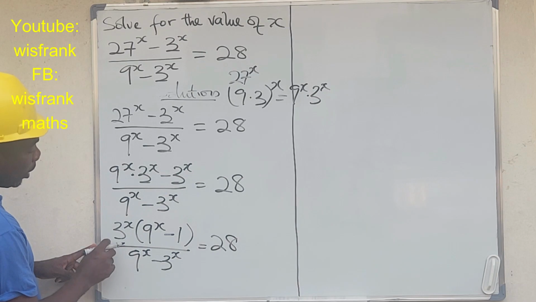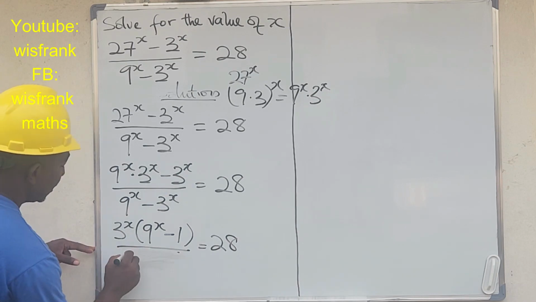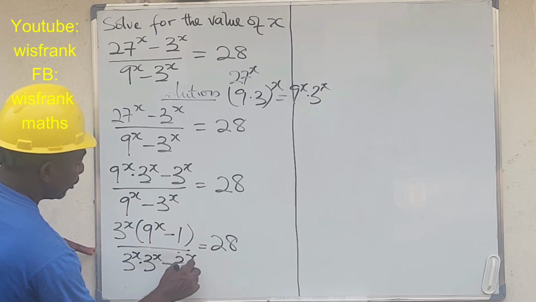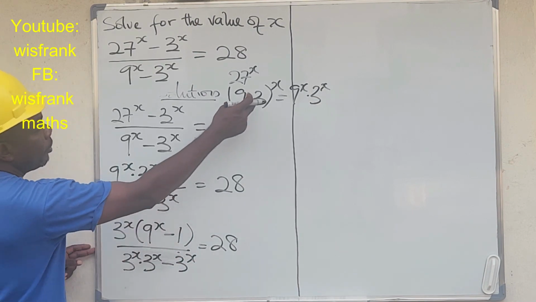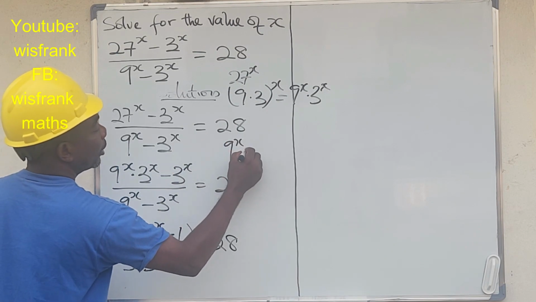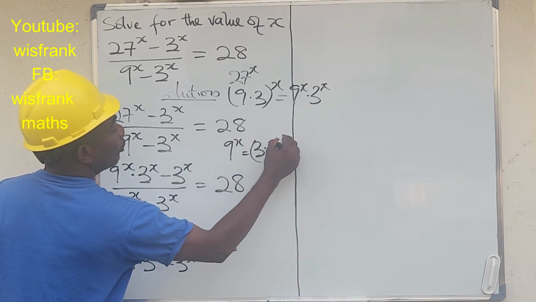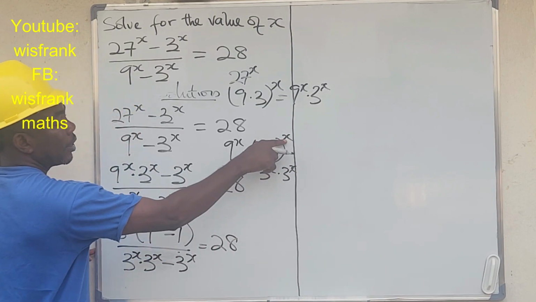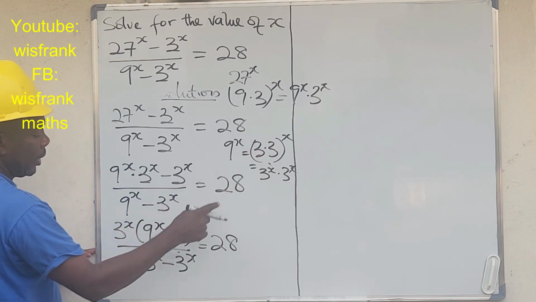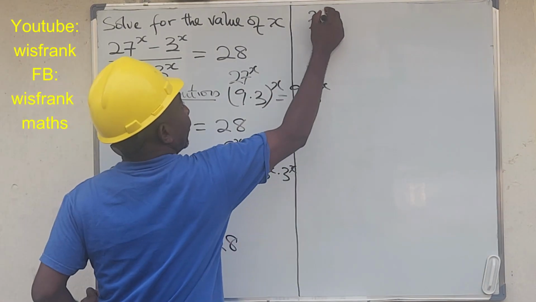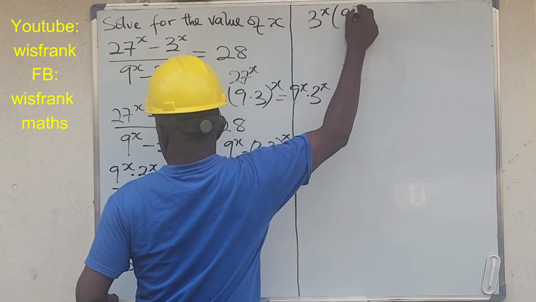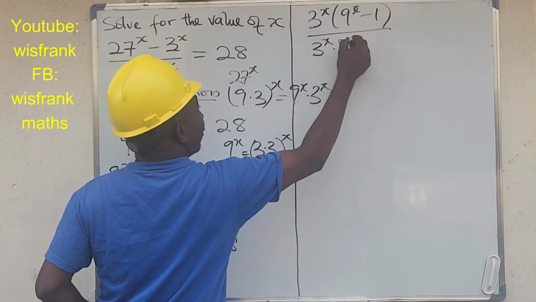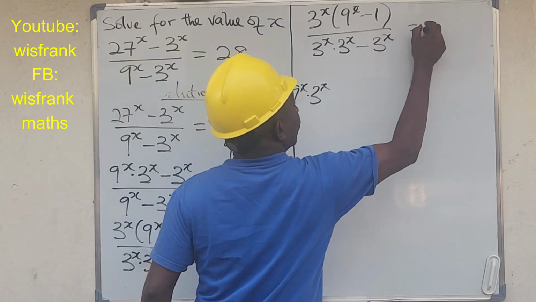So in this case, we can rewrite the denominator as 3 raised to the power of x times 3 raised to the power of x minus 3 raised to the power of x, because 3 times 3 is 9, the same thing that we have here. When we have 9 raised to the power of x, it equals 3 times 3 all raised to the power of x. This is the same thing as 3 raised to the power of x times 3 raised to the power of x, because x will be distributed into 3 and 3. So here is the same thing as 3 raised to the power of x into 9 raised to the power of x minus 1 all over 3 raised to the power of x times 3 raised to the power of x minus 3 raised to the power of x equals 28.